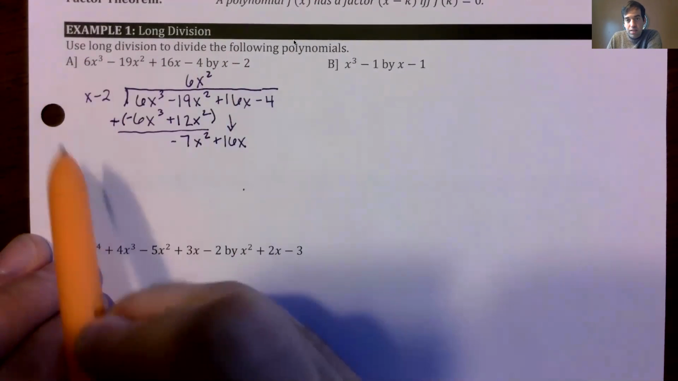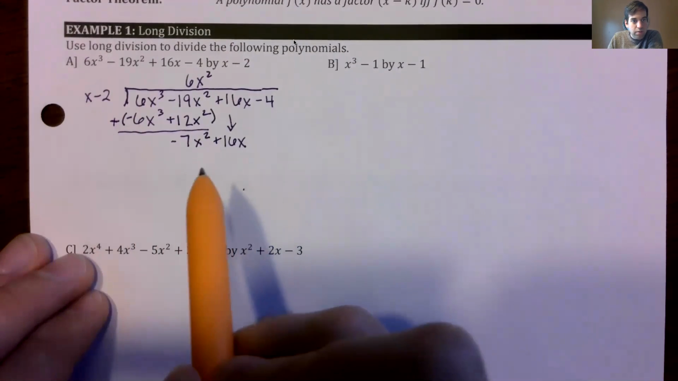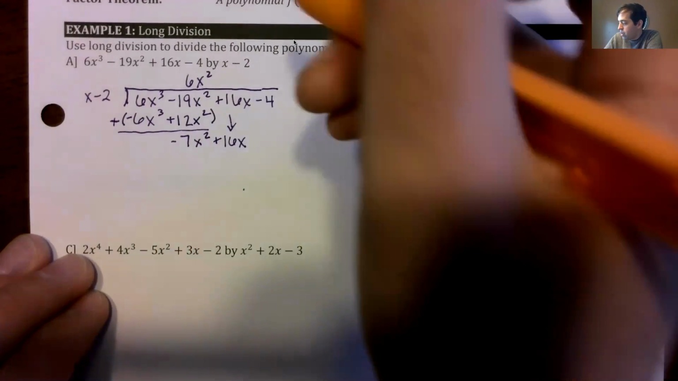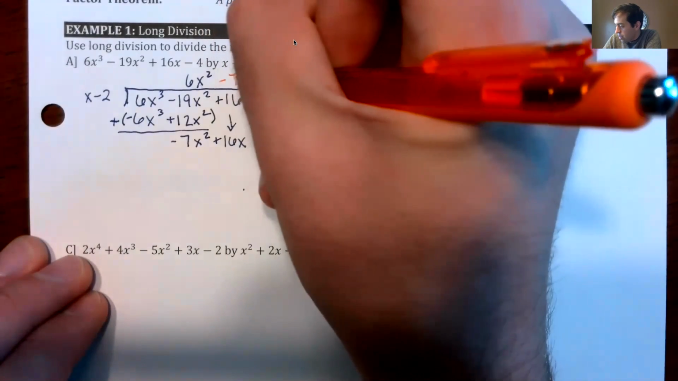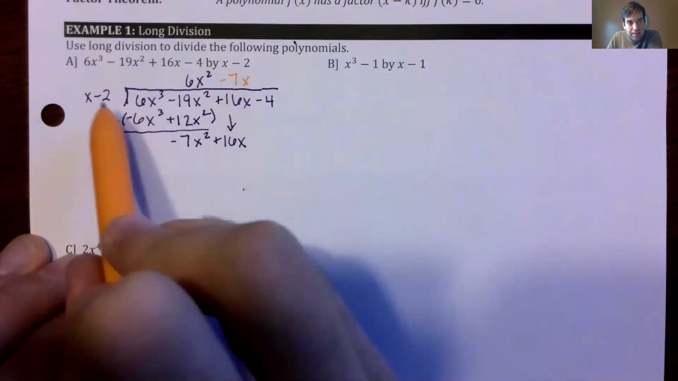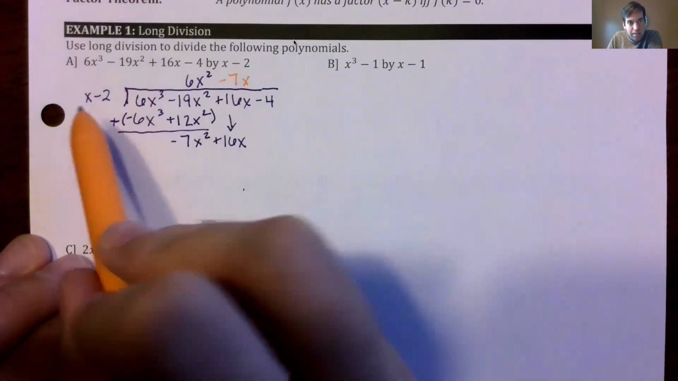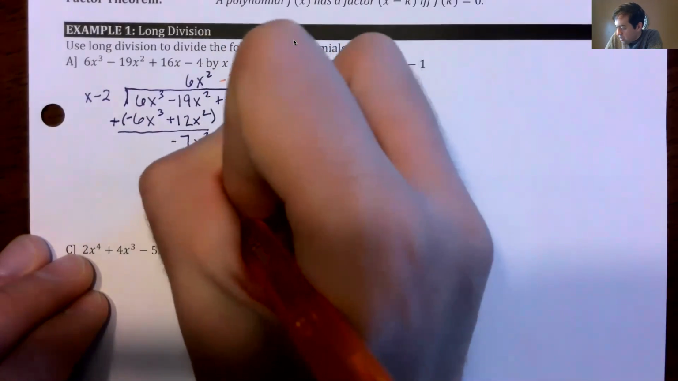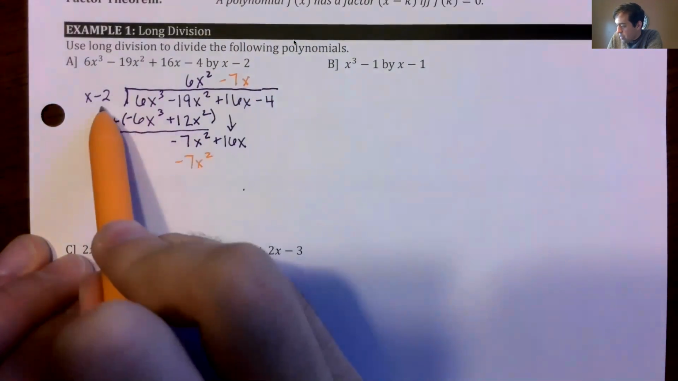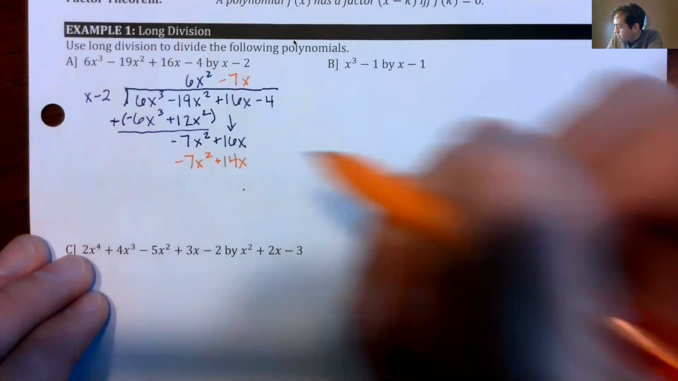So we ask those same series of questions over and over and over. So now I say, what times x gives me negative 7x squared? The answer would be negative 7x. So now I multiply just the negative 7x times x, and then times negative 2, and write it under here. So negative 7x times x is negative 7x squared. Negative 7x times negative 2 is positive 14x.